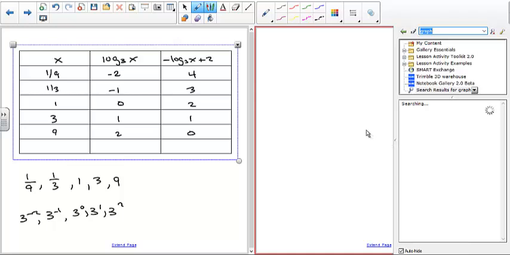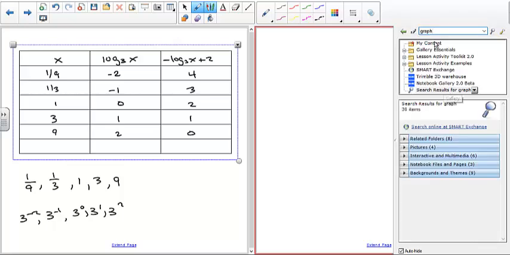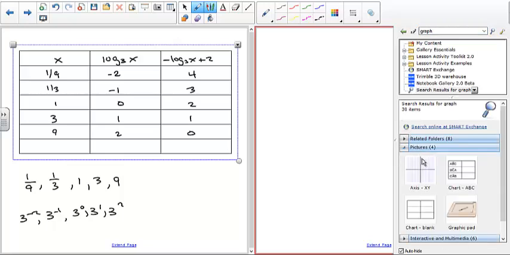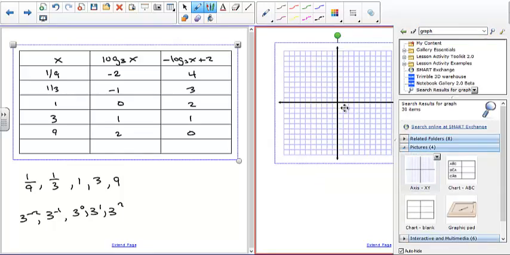Need some graph paper. Wake up! Okay, there it is. Not sure why that did that.